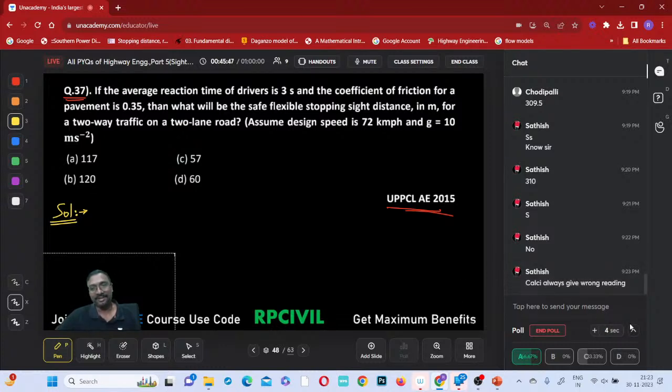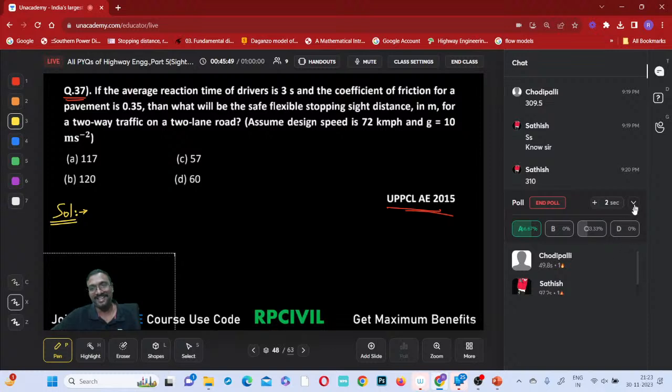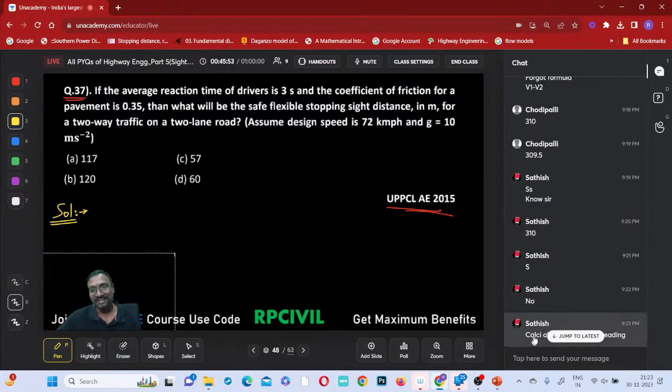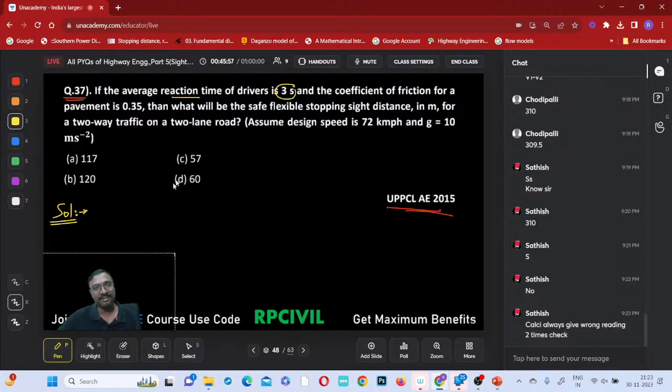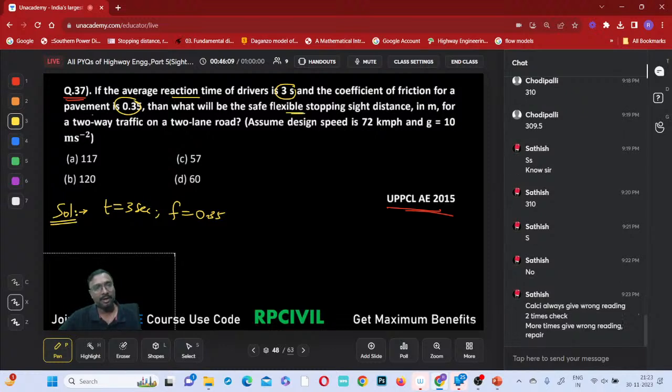Kelsey always gives wrong readings. So how did you answer correctly now? How did you get the correct answer with Kelsey? This time Kelsey is given correct. If the average reaction time of the driver is 3 seconds, so T is 3 seconds, and the coefficient of friction for the pavement is 0.35, what will be the safe stopping sight distance in meters for two-way traffic on a two-lane road?